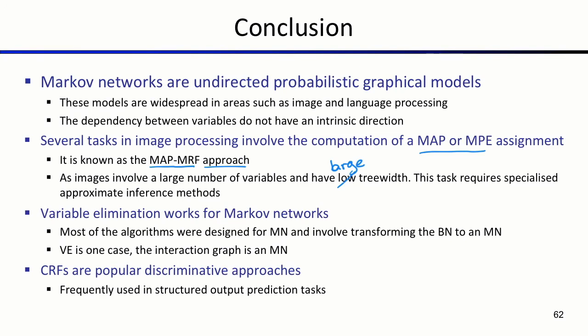We saw also that the variable elimination algorithm works for Markov networks. Actually, most of the inference algorithms that we are going to see were designed for Markov networks. So they will involve some transformation of the Bayesian network into a Markov network. One case is the variable elimination algorithm, where, as we saw, we compute this interaction graph that is basically the transformation of the Bayesian network into a Markov network using the demoralization step.